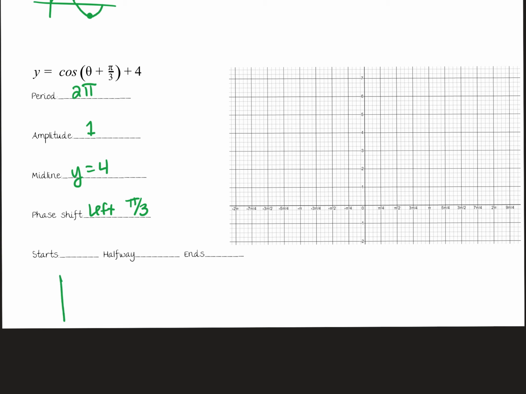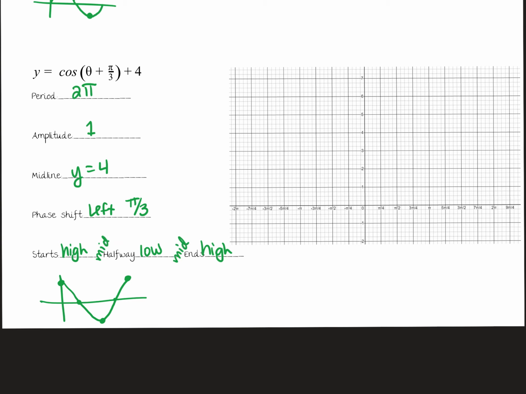Now, with cosine, what we know is that cosine is going to start up at its highest point, and it will also end at its highest point. Halfway through the cycle, it'll be at its lowest point, and then we're going to obviously have to cross through the midline. So our cosine graph, one period, looks like this. We start at our high point. We also end at our high point. Halfway through, we're going to be at a low point. And then in between our high and low will be at the midline.